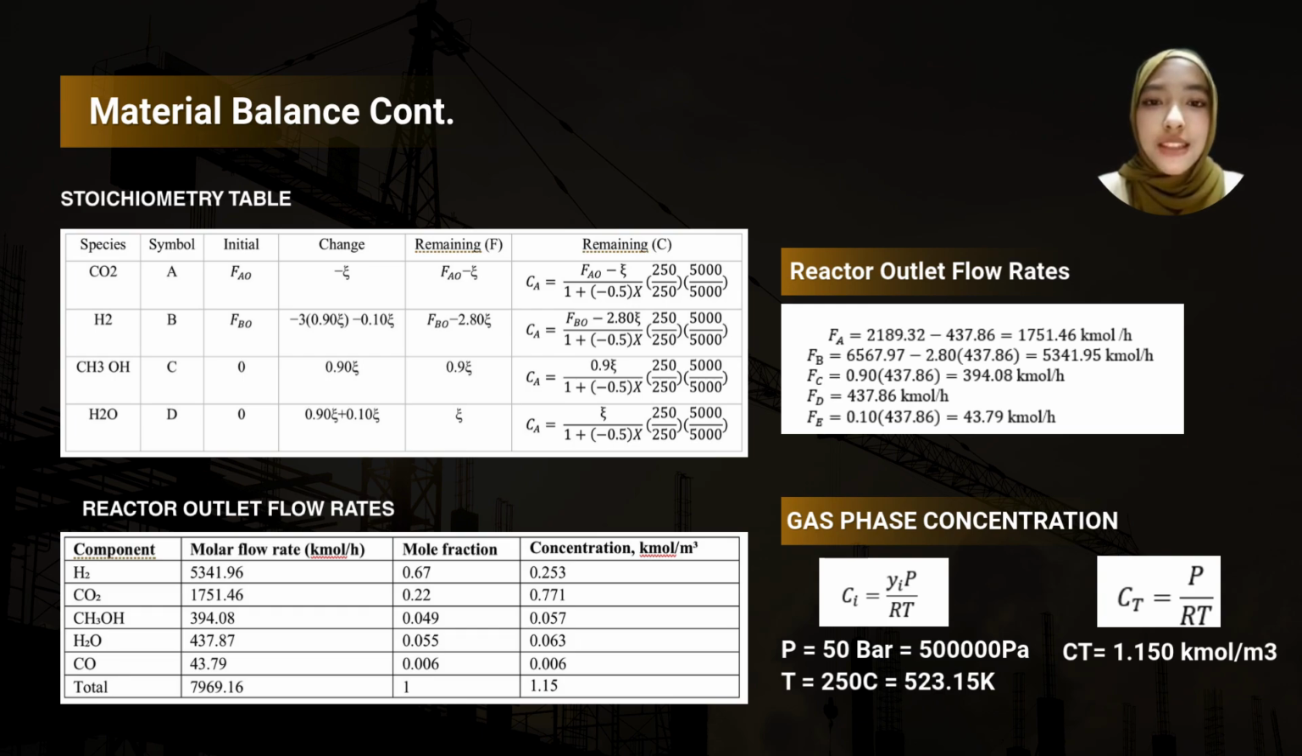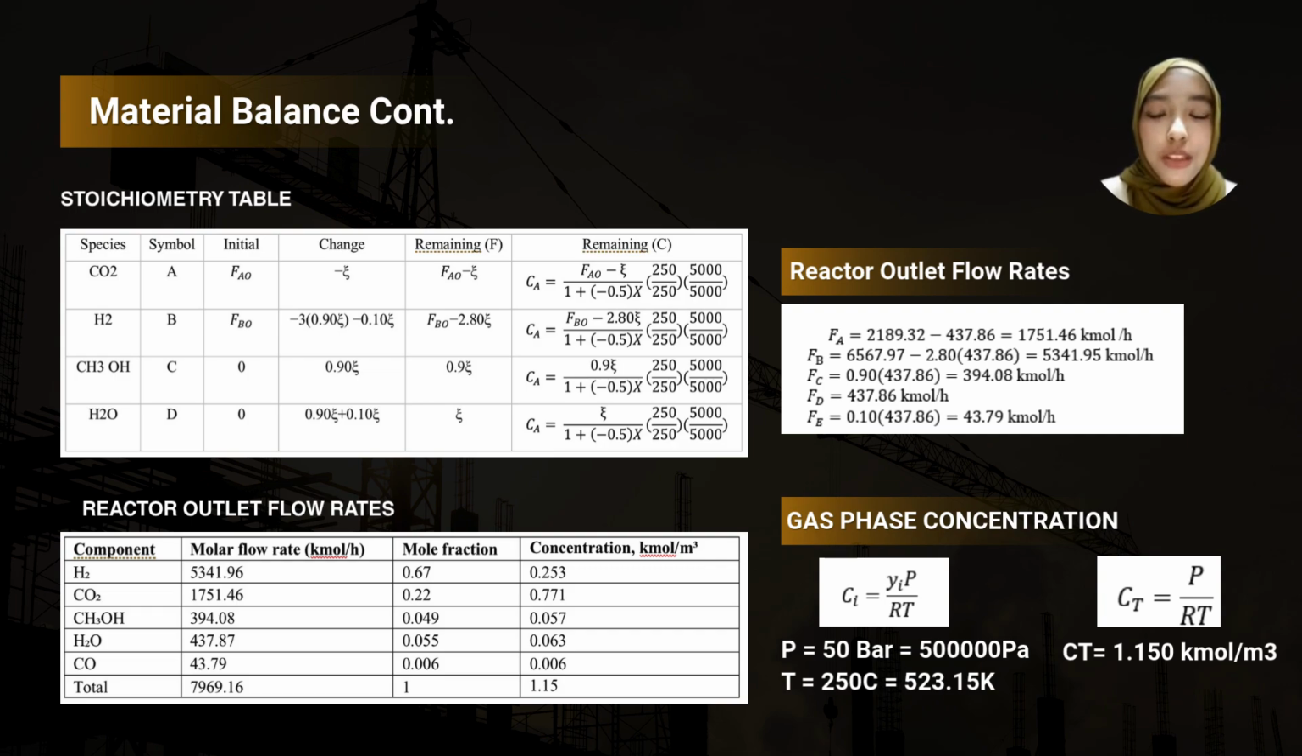Now this slide presents the reactor material balance result. The stoichiometry table was developed based on the main methanol synthesis reaction and the reverse water gas shift reaction. From the calculations, we get the reactor outlet contents of 1,751.46 kmol per hour of CO2, 5,341.95 kmol per hour of H2, 394.08 kmol per hour of methanol, 437.87 kmol per hour of water, and 43.79 kmol per hour of carbon monoxide.